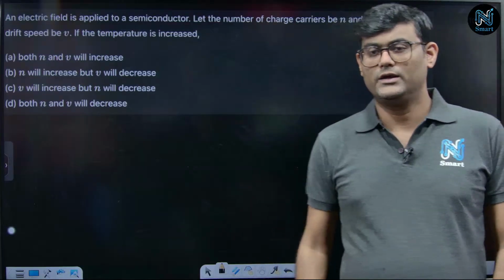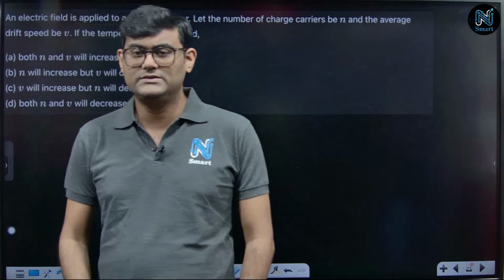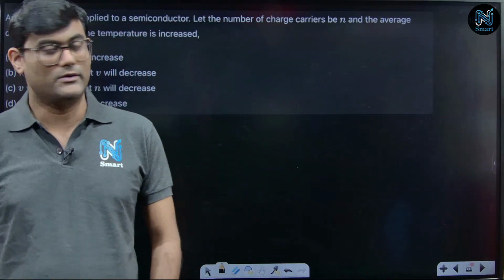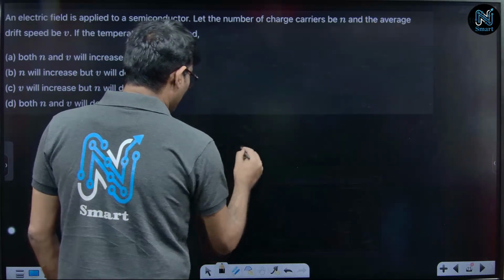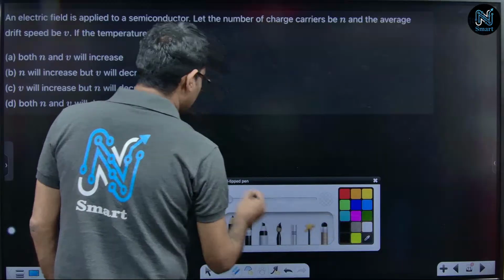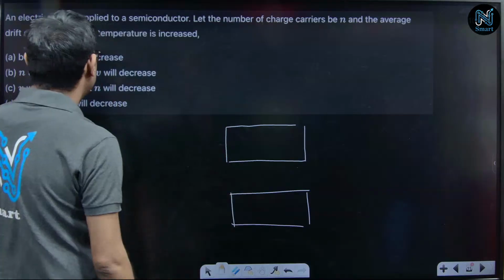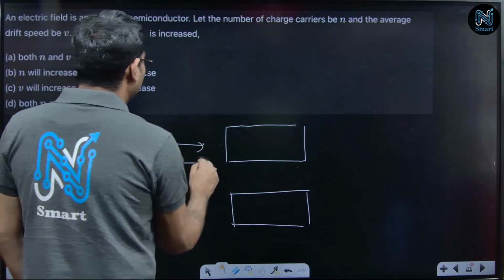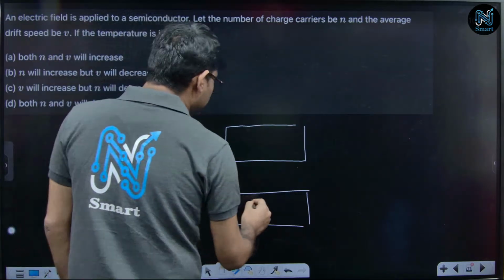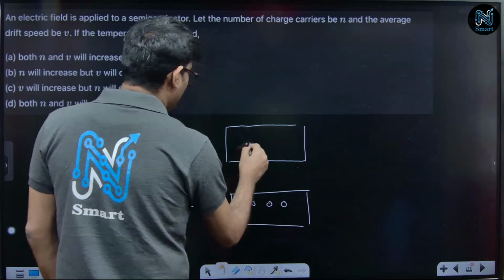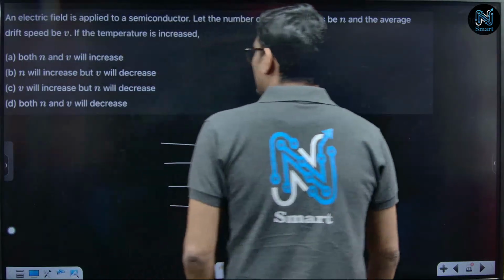So what I will do, you take your own time, maybe 1 minute or 2 minutes, then you think about the answer and then check whether it matches with my answer or not. So this question says that we have a particular semiconductor which has this conduction band and this valence band, and some electric field is applied, right? Number of charge carriers be n, that means there are some holes present here and the same number of electrons are present here, right? What is the average drift?